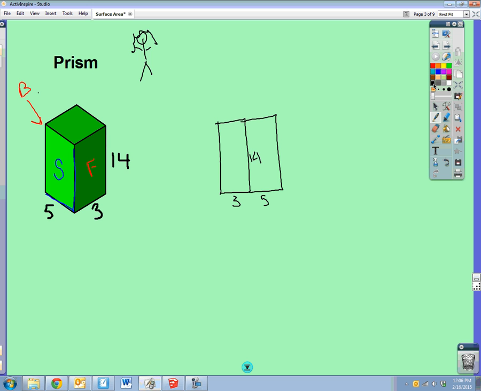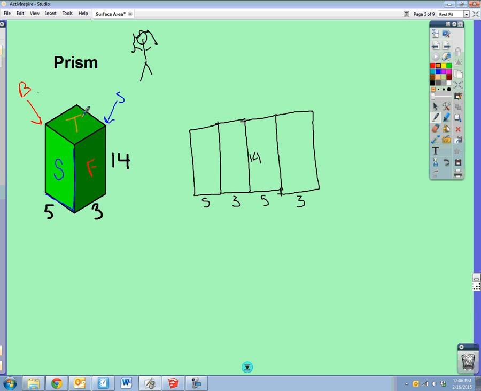The front and the back, so I've got the front, I've got the other side. Here's the back, 3 by 14. And the other side would be over here, I guess. That'd be the other side, 5 by 14. Then we'd have the top and the bottom.